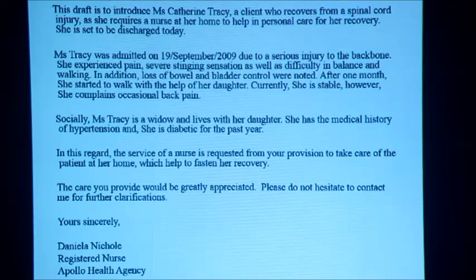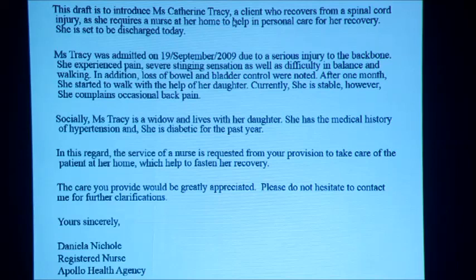This draft is to introduce Miss Catherine Tracy, a client who is recovering from a spinal cord injury, as she requires a nurse at her home to help in personal care for her recovery. She is said to be discharged today. So this clearly covers 4 points. The main medical issue is a spinal cord injury. The reason for writing is that she requires a nurse at her home to help in personal care.